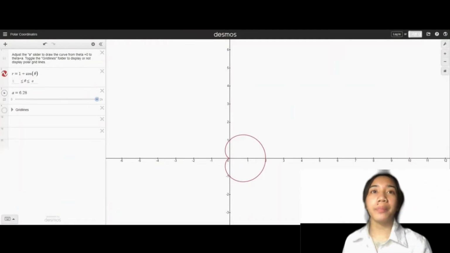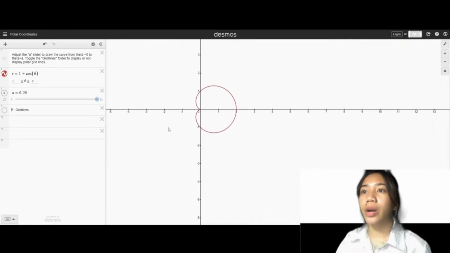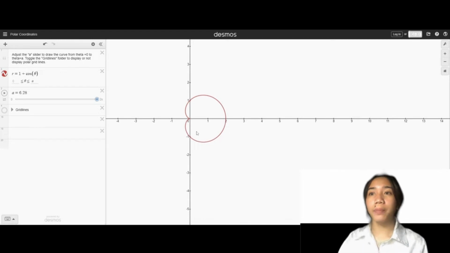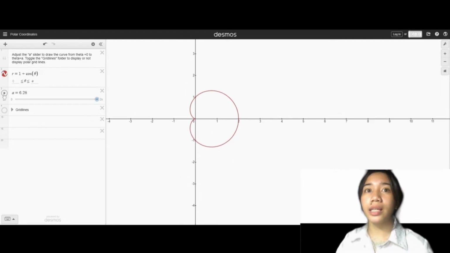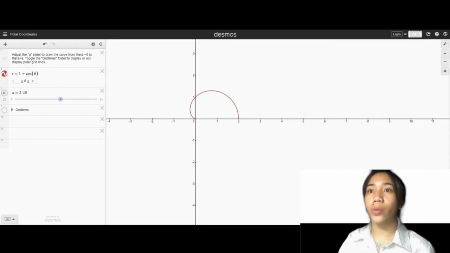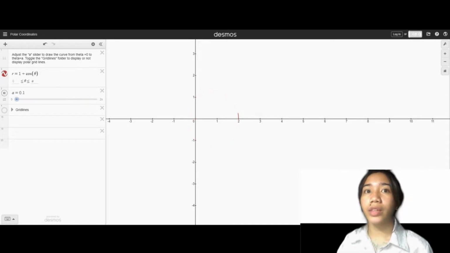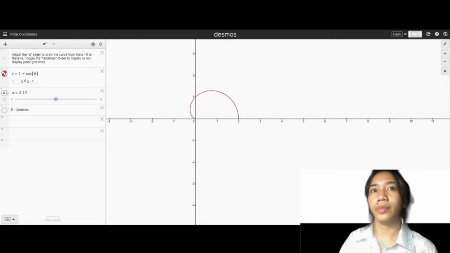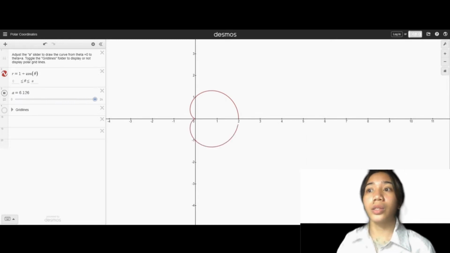Okay, so for our example, we will have r equals 1 plus cosine theta. So this is the illustration of our equation r equals 1 plus cosine theta. Notice that this equation makes a graph that looks like a heart.